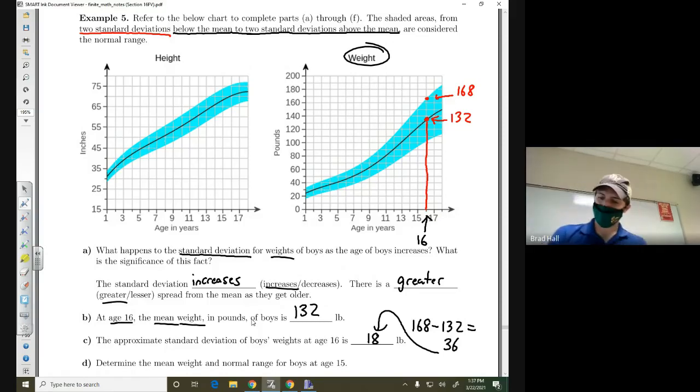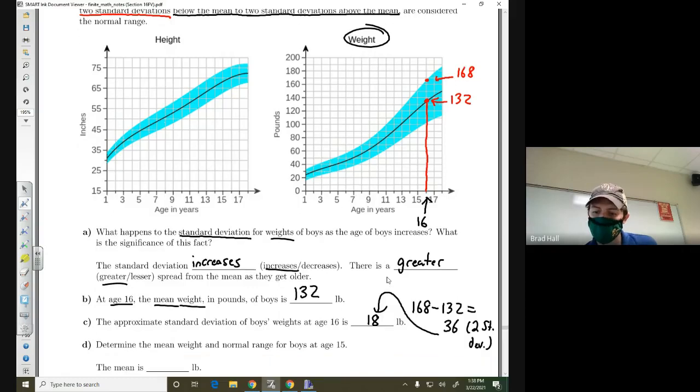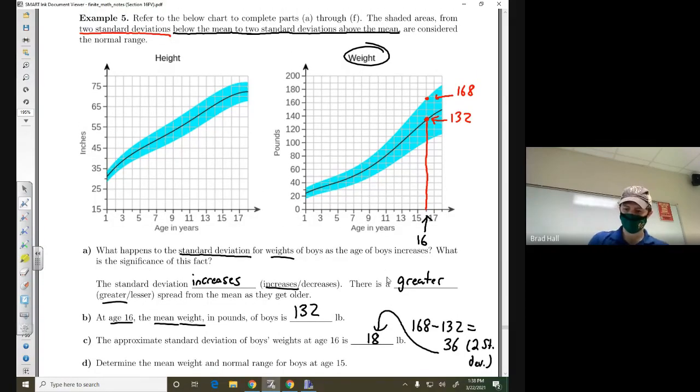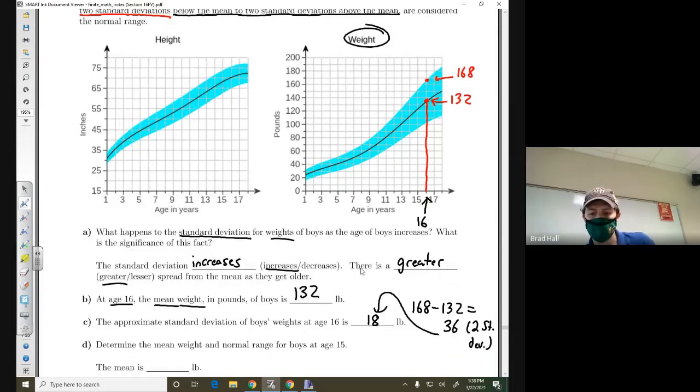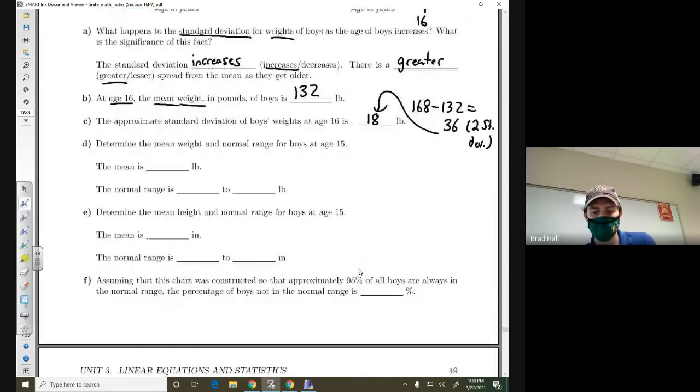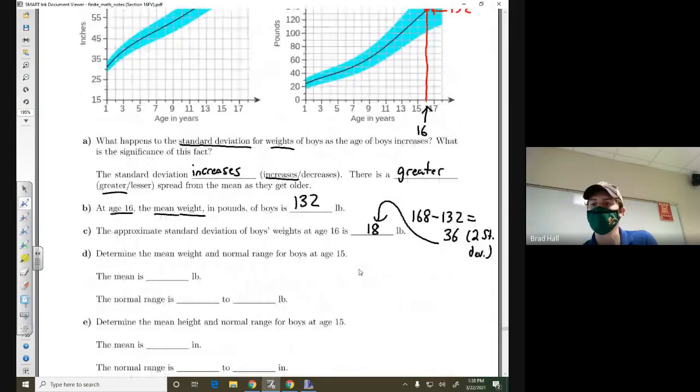Yeah, so again, there's a lot of reasons why I'm picking this problem. A lot of tricky stuff going on here. This is really 2 standard deviations. So that means you have to divide it in half to just get 1 standard deviation of 18. Okay, so let's move on to part B now.